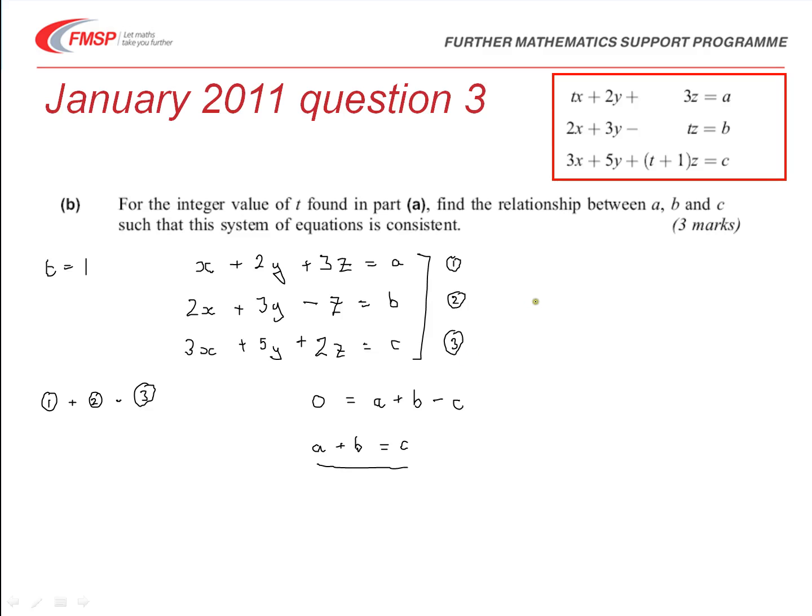So again, what do you get? Substituting the correct integer value to get these equations will give you a mark, then a method mark for eliminating the x, y's and z's from those equations, and then determining what this relationship is between a, b and c will give you your 3rd mark.